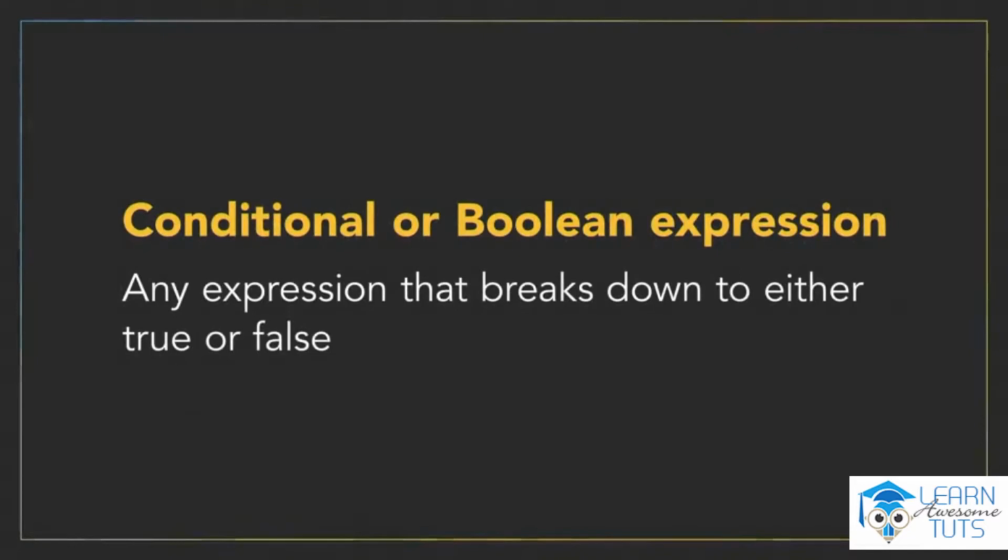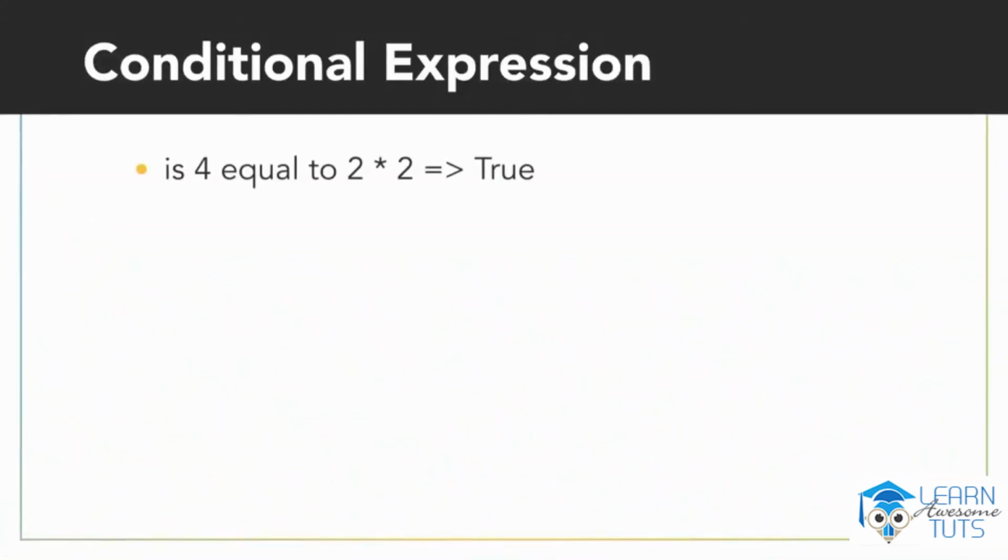There's only yes or no, true or false, 1 or 0. Any expression that breaks down to either true or false is called a conditional or Boolean expression. For example, does the number 4 equal 2 times 2? Yes, that would evaluate to true. But is it greater than 5? No, then it would be false.